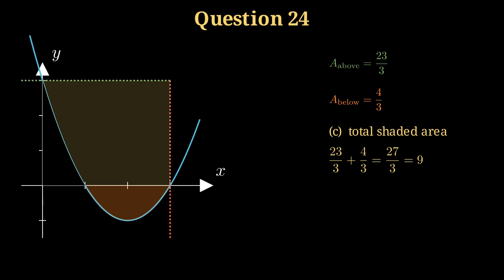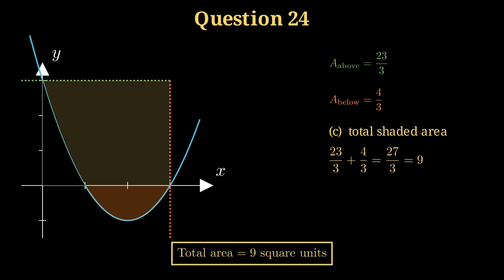Part C. The entire shaded area is simply the two pieces added together. 23/3 plus 4/3 is 27/3, which is exactly 9 square units. So the total shaded area is 9 square units.